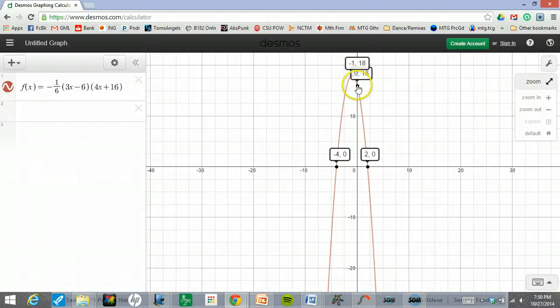There's our vertex. Cover some of this up. Negative 1, 18, that's what we did find. Our y-intercept is 0, 16, and there are 2 x-intercepts.